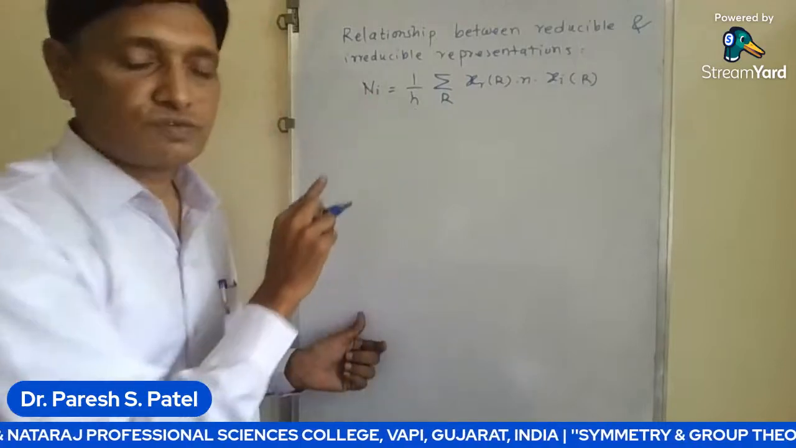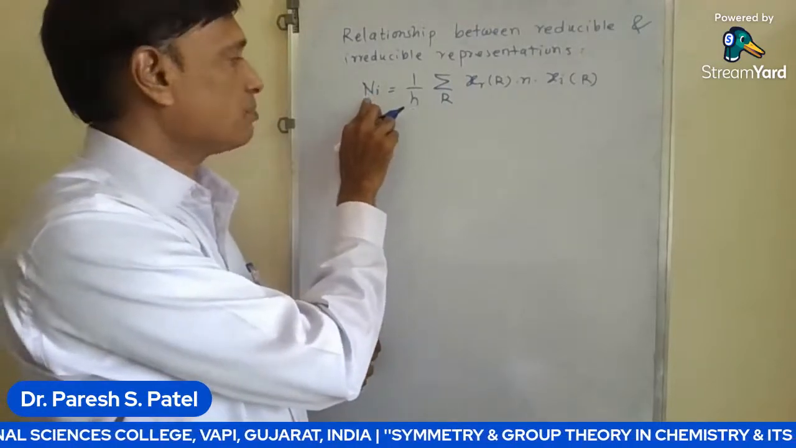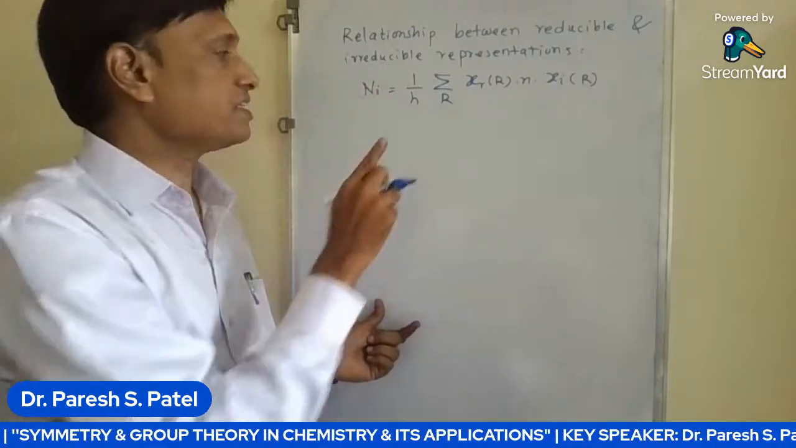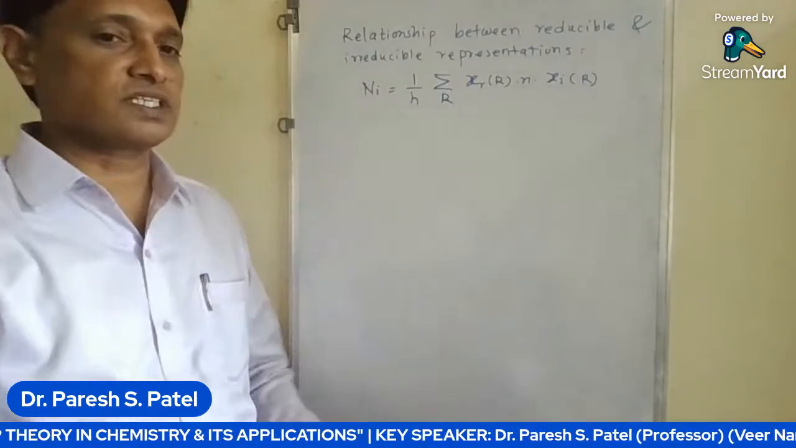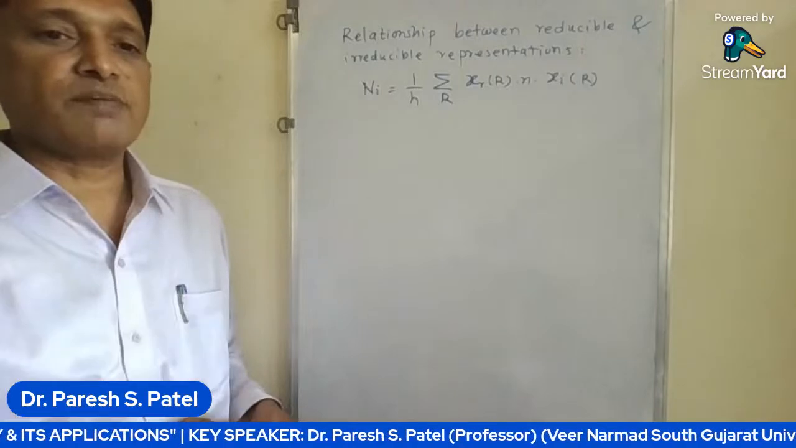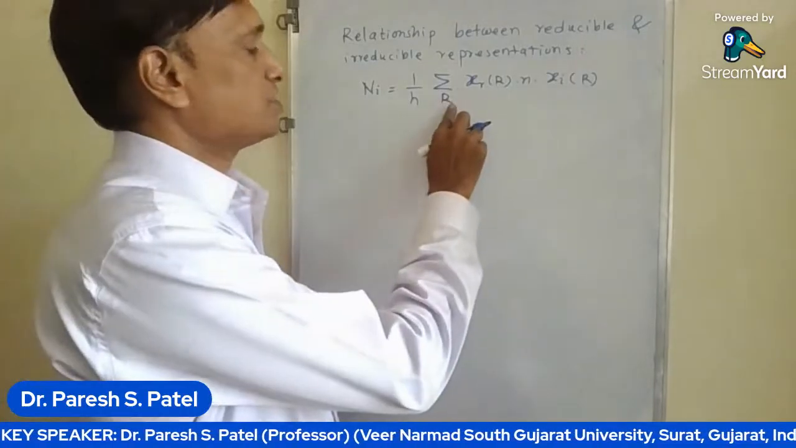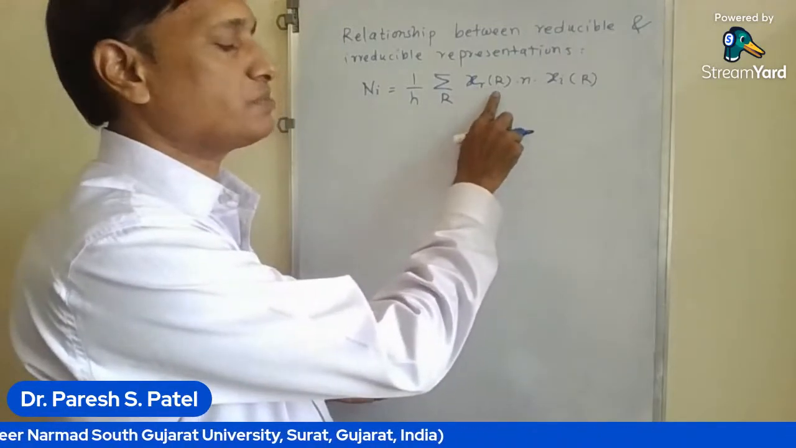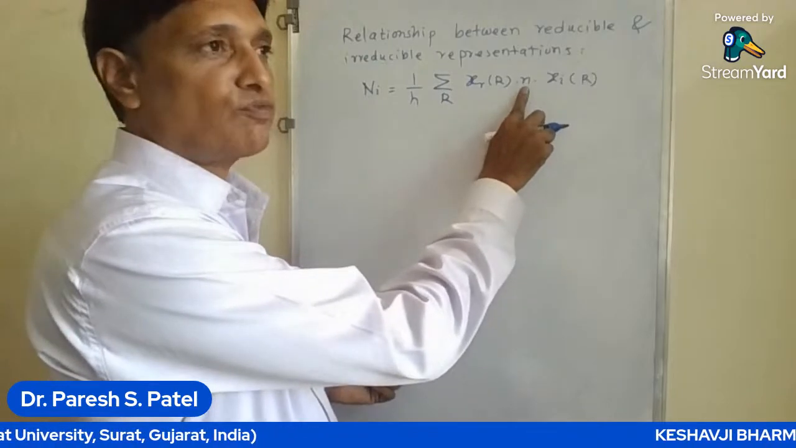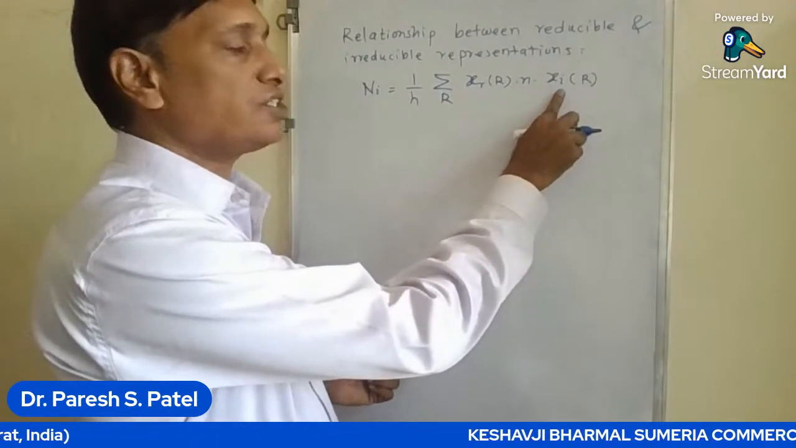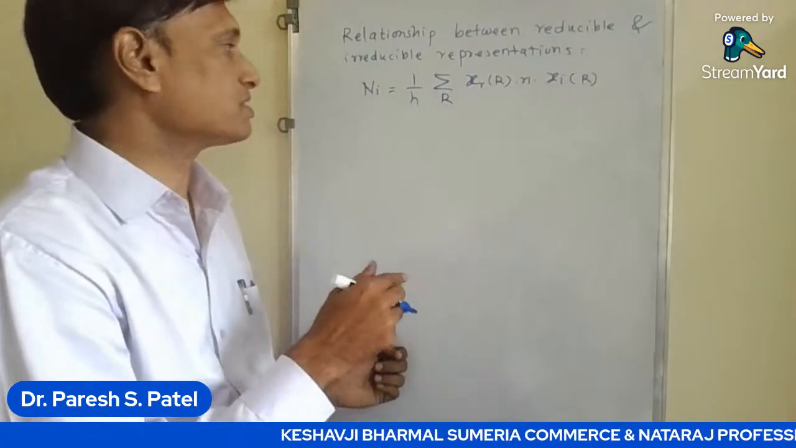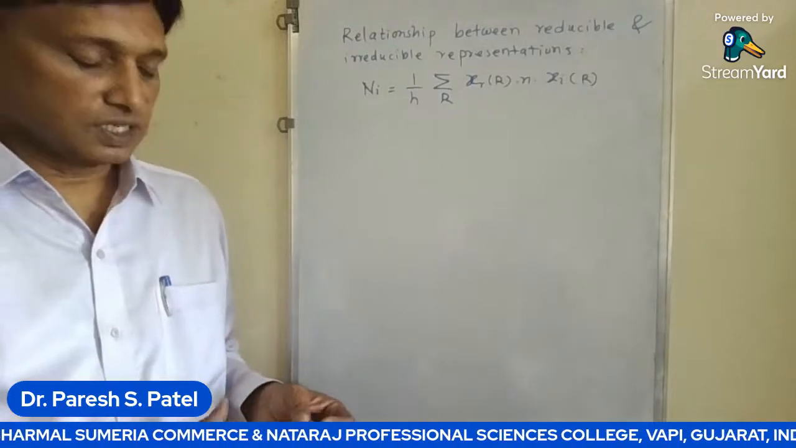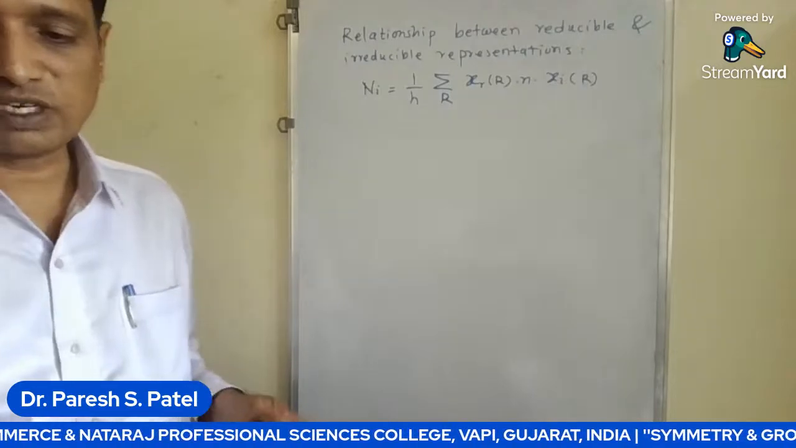Here n_i is equal to the number of times that irreducible representation appears. h represents the order of a group. Yesterday we already discussed that the order of a group is nothing but the number of symmetry elements present in a molecule. This is the summation of character of R into n_R. It means the character for the reducible representation, and n_R represents the number of times that symmetry operation occurs. Character i into R means the character for the irreducible representation. With the help of this equation, we can reduce reducible representations into irreducible representations.